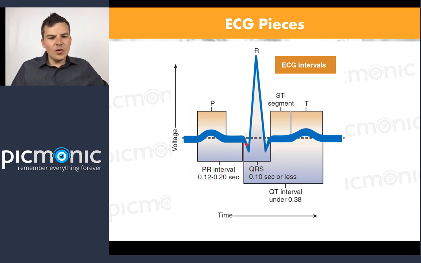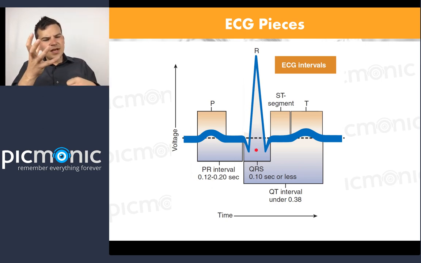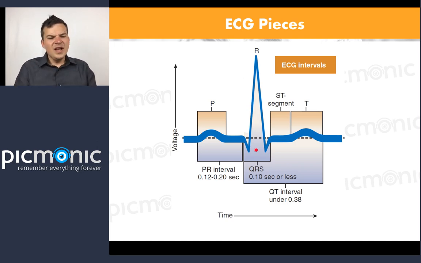Now we've got our QRS complex, which needs to be less than 0.12 seconds or 0.1, but I like to use 0.2 just because it's 3 boxes again. And again, if you can see more than 3 boxes in there, that means it's delayed and it's going slow. That means the depolarization process is going slow throughout the ventricles. That happens often because of conduction problems and other injuries and myocardial infarctions and whatnot.